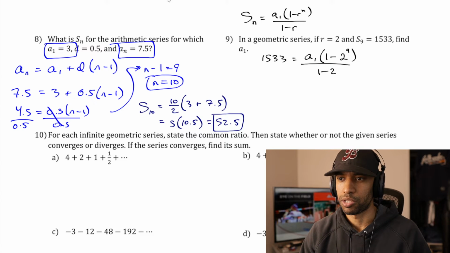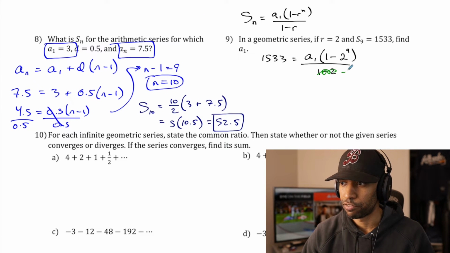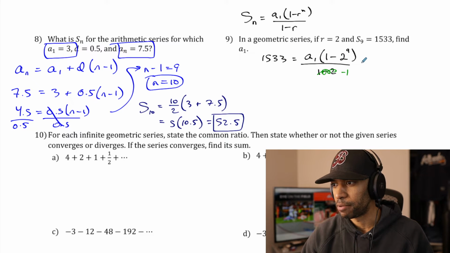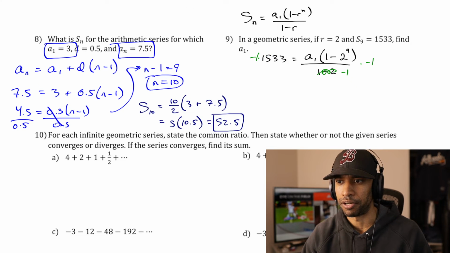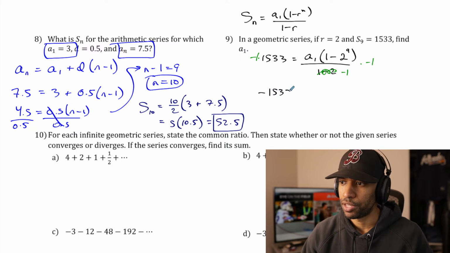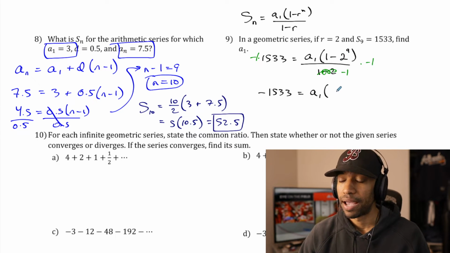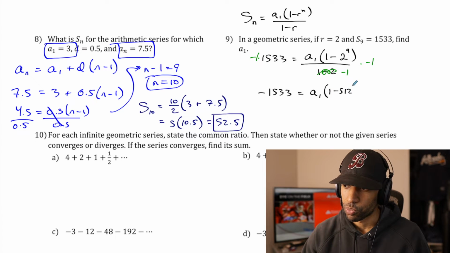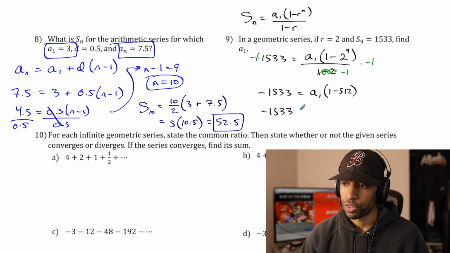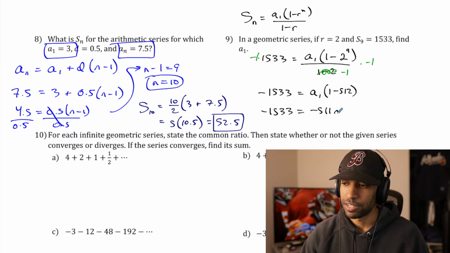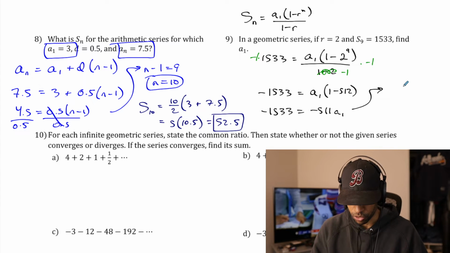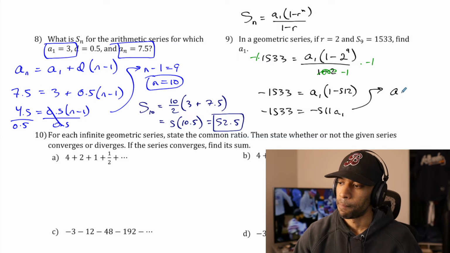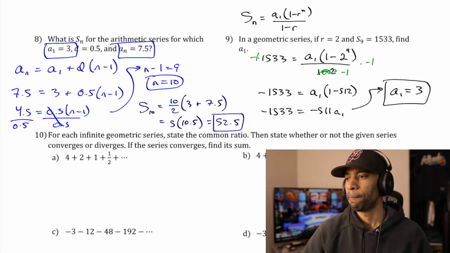Now, let's put this part to bed to begin with in the denominator. 1 minus 2 is negative 1. I'm just going to multiply both sides by negative 1. I don't want the negative on the a side if I don't need it. So this is going to be a negative over here, okay? So we got negative 1533 equals a sub 1 times 1 minus 2 to the 9th. That's 1 minus 512, I believe. So negative 1533 is negative 511 times a sub 1. If you divide both sides by negative 511, I think that's just 3. Yeah, a sub 1 is 3. So the value of the first term there is 3 in our sum.